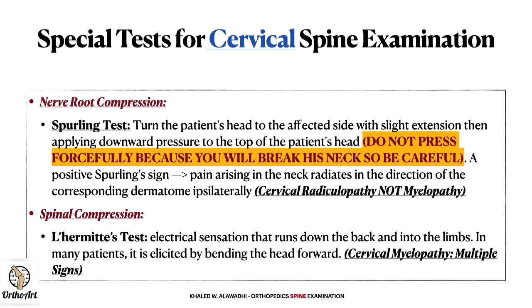So in Spurling's test, you ask the patient to turn the patient's head to the affected side with slight extension. So let's say you want to examine lateral flexion with slight extension, then apply downward pressure on the top of the patient's head. Don't press forcefully, as I mentioned again, because you will break his neck. So you have to be very careful. A positive Spurling sign is when the pain arises from the neck, radiating in the direction of the corresponding dermatome ipsilaterally. This means that this patient has cervical radiculopathy, not myelopathy.